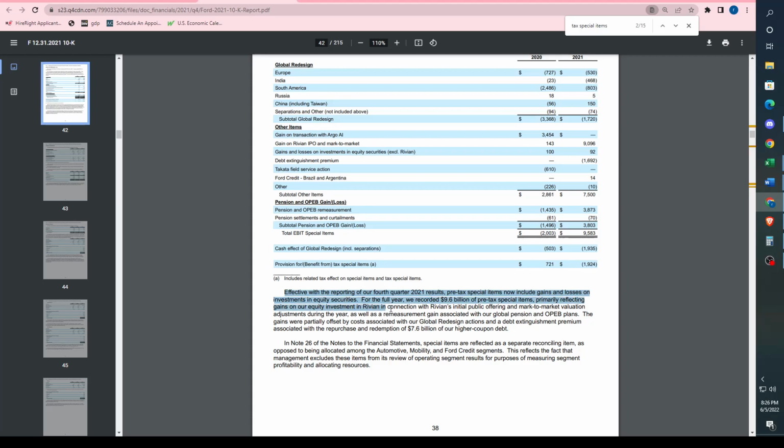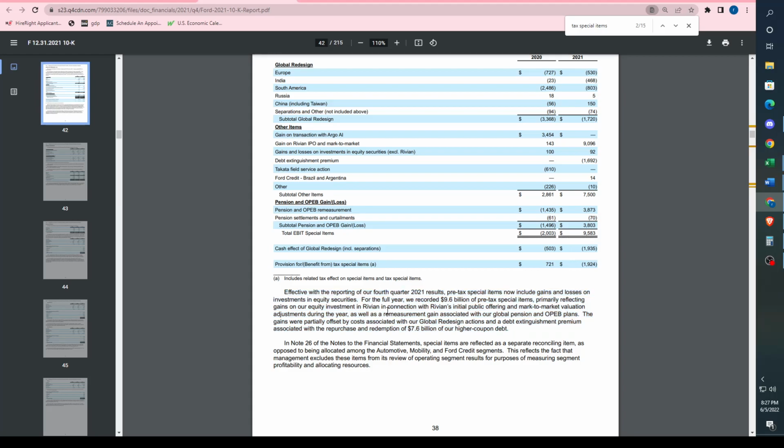equity investments in Rivian in connection with Rivian's initial public offering and mark-to-market valuation adjustments during the year, as well as remeasurement gains associated with our global pension and OPEB plans. The gains were partially offset by costs associated with the global redesign actions and a debt extinguishment premium associated with the repurchase and redemption of $7.6 billion in our higher coupon debt.